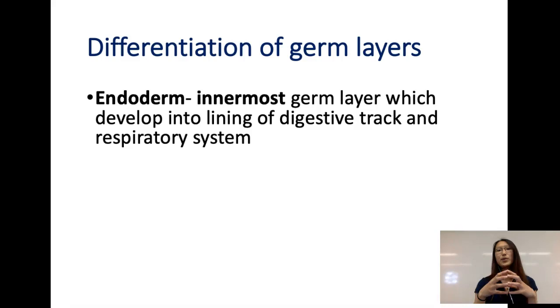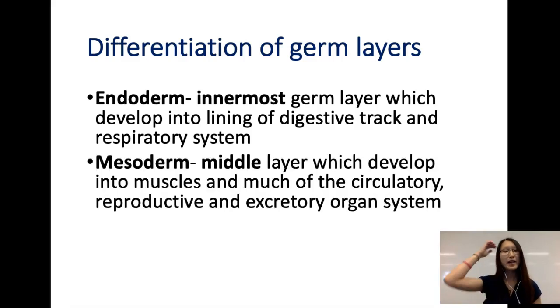Okay, so the innermost layer, the endoderm, will develop into the lining of the digestive tract and the respiratory system. So if you think about your body, going from right here, you have the digestive tract and the respiratory system, and that's on the inside. And then we have the mesoderm, which is the in-between layer where you have the circulatory system, the muscles, reproductive, and excretory organs. So excretory are your lung, for example. Oh, no, wait, not. The lung is the endoderm.